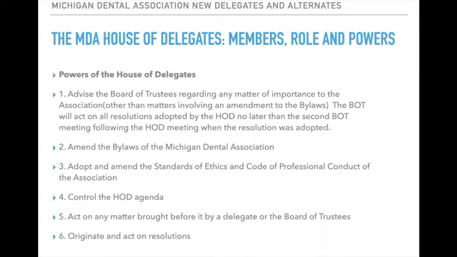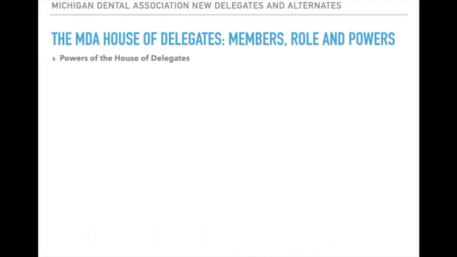There it is, originate and act on resolutions. The House of Delegates can bring resolutions and act on them and forward those to the board for action. That's what we're looking for. We need to have you all as that 50,000 foot view of what's going on from up above and seeing what's going on for what the board might be missing. Let's look at some more powers here.